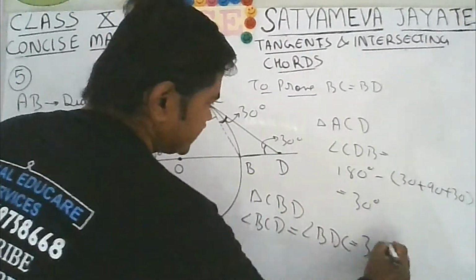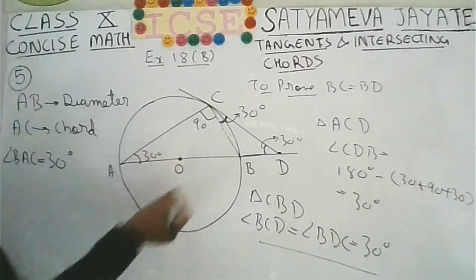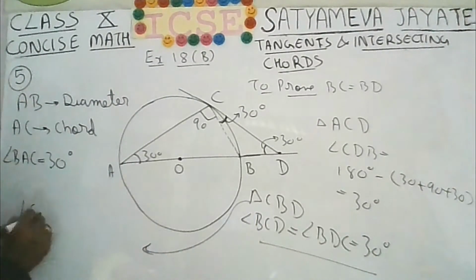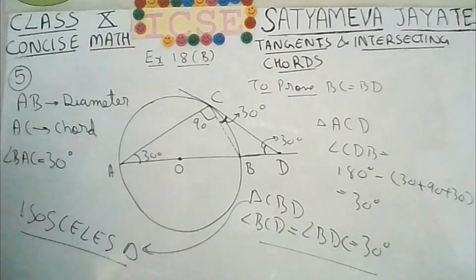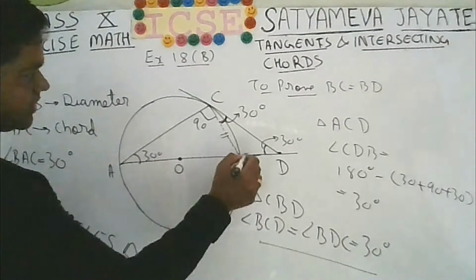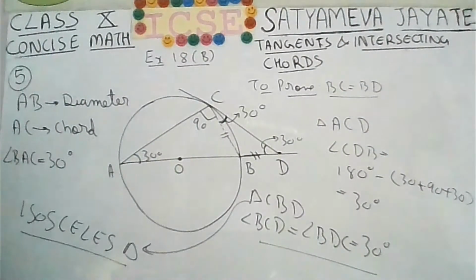Measure of both the angles is 30 degrees. So if both the angles are 30 degrees, it clearly shows that triangle CBD is an isosceles triangle. If it is an isosceles triangle, you can say that BC will be equal to BD. Okay, like this way you can prove.